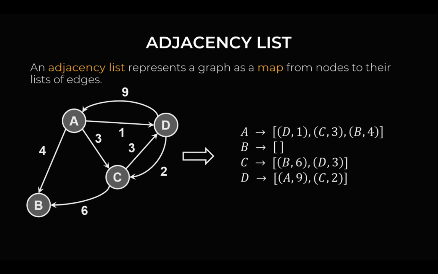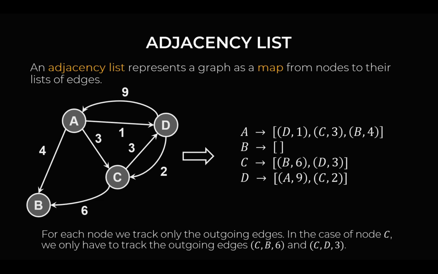A better alternative to the edge list is the adjacency list. An adjacency list represents a graph as a map from nodes to their list of edges. In this representation, a node only keeps track of its outgoing edges. An outgoing edge of node U is an edge where U is a source. In the case of node C, we only have to track the outgoing edges C towards B with the value 6, and C toward D with a weight of 3. Note that the node B does not have any outgoing edges, and therefore the node B is mapped to an empty list.